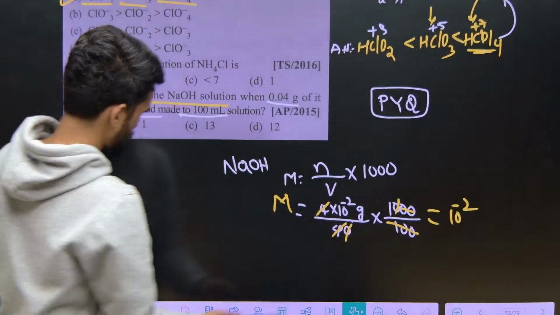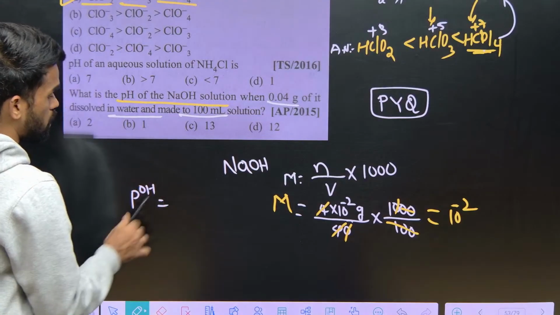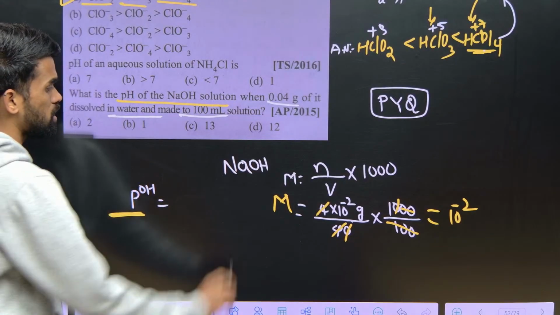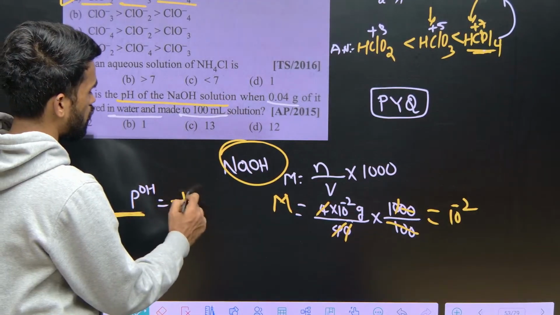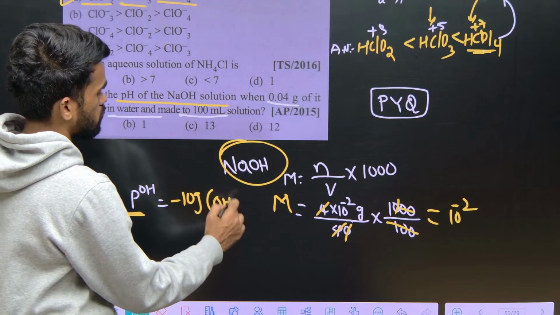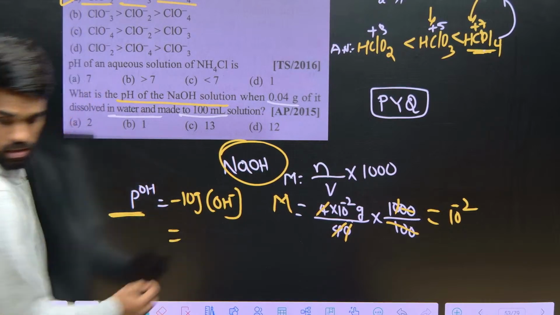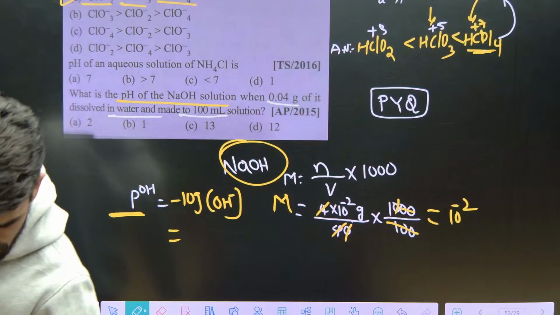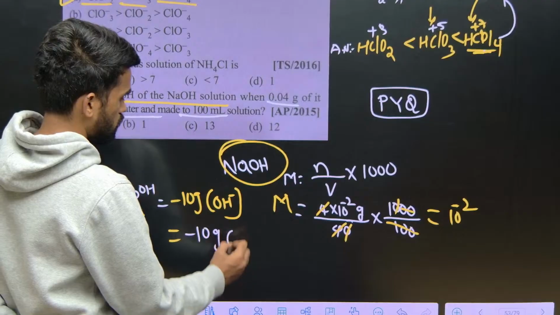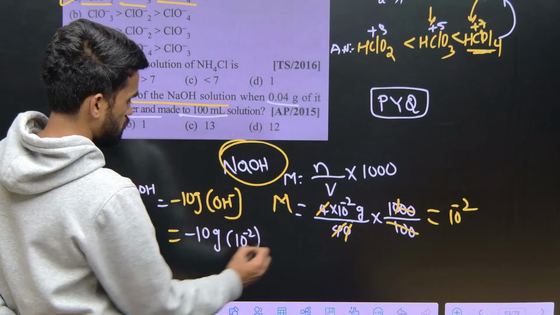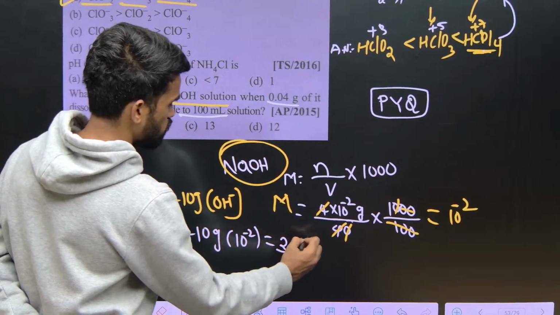If molarity is 10 power minus 2, then pOH will be how much? See, I am not calculating pH, I am calculating pOH because it is OH minus. So minus log of concentration of OH minus. Simply take minus log 10 power minus 2. This pOH is 2. That's it. This will be the pOH.